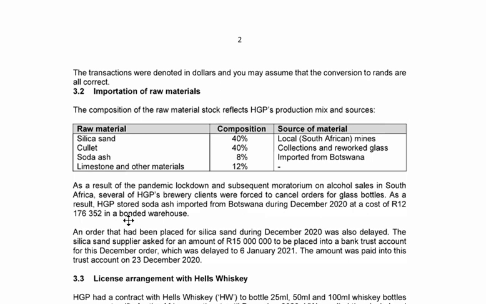So tell me, guys, what happens if you store something in a bonded warehouse? Bonded warehouse means there's no VAT that needs to be paid until it gets released from the bonded warehouse, and we just need to actually state that. And then it says an order that's been placed for silica sand during December 2020 was also delayed. The silica sand supplier asked for an amount of 15 million to be placed in a bank trust account for the December order, which was delayed to 6 Jan 2021. The amount was paid into a trust account on 23 December 2020.